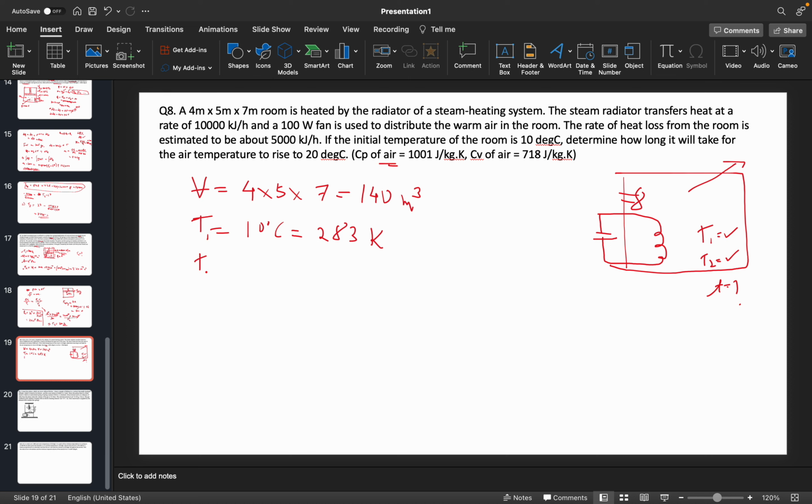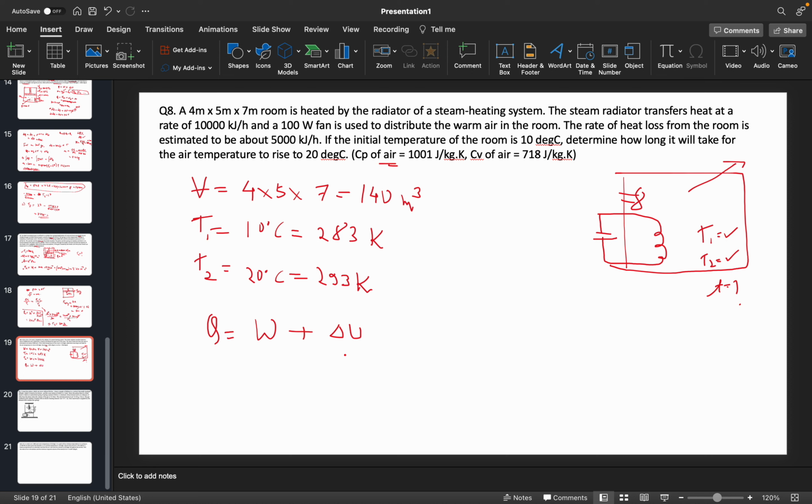Okay, and T2, it is 20 degrees Celsius, so it will be 293 Kelvin. Okay, now, what? Okay, so first let us apply the first law of thermodynamics. Q is equal to W plus delta U.